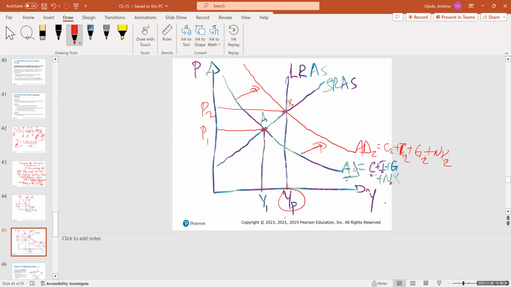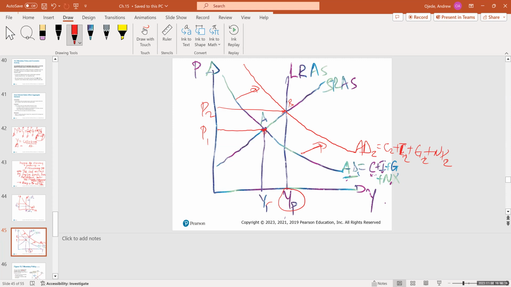Let's say we are at point A, and we want to use fiscal policy. The Congress would lower taxes and raise government spending. That's what we call expansionary fiscal policy. We discussed that in chapter 13. So if you're using congressional power to close a recessionary gap, that means you would be lowering taxes and increasing government spending. But if you want to use monetary policy, then the Federal Reserve would lower interest rates and increase the money supply. That's what we call expansionary monetary policy.